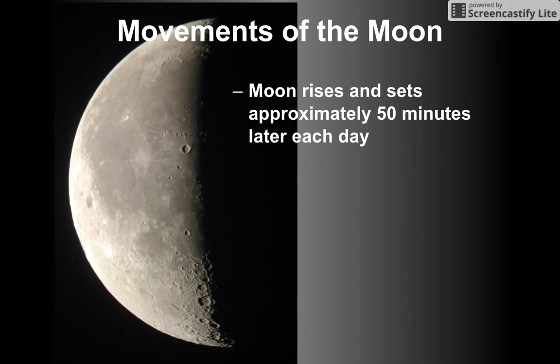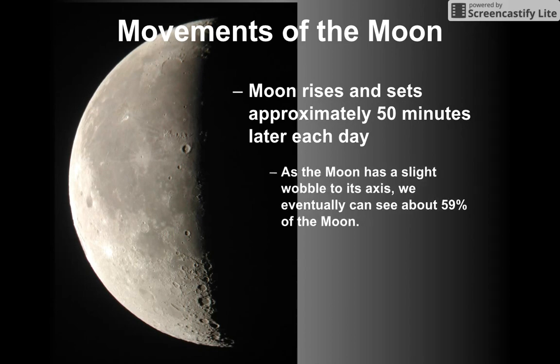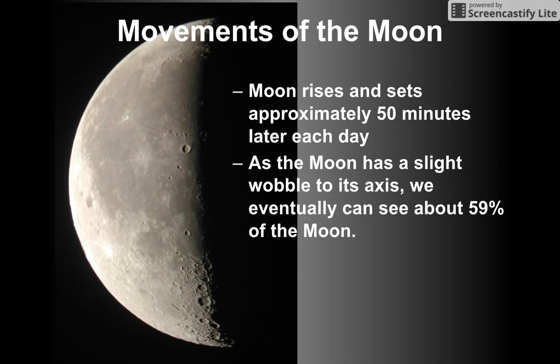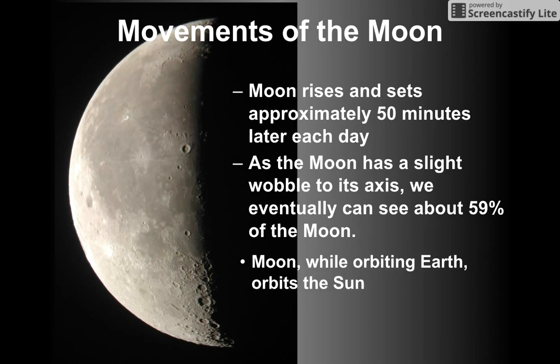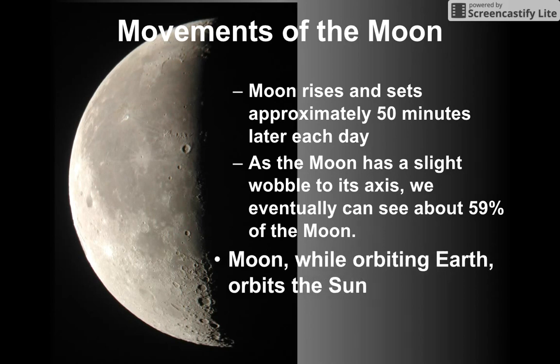The moon rises and sets about 50 minutes later each day. The moon also has a slight wobble to its axis, so although only one side of the moon faces Earth, eventually, over a 1-month period of time, we can see about 59% of the moon. And of course, the moon, while orbiting Earth, also orbits the sun.